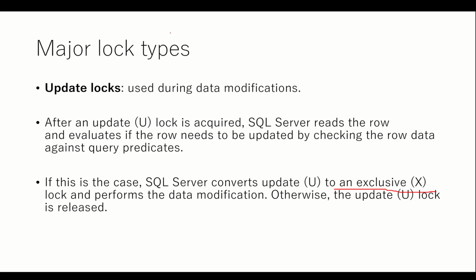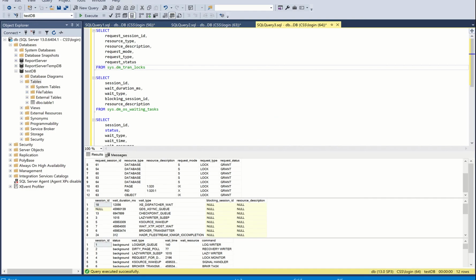So let's see that also in our demo. For example, here we have seen that there is an I. This is an intent lock, and this lock is placed on the page. You can see that this is being placed. Let's see, there is no update lock here.